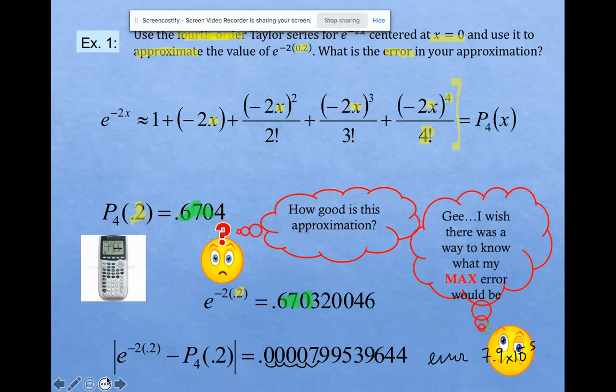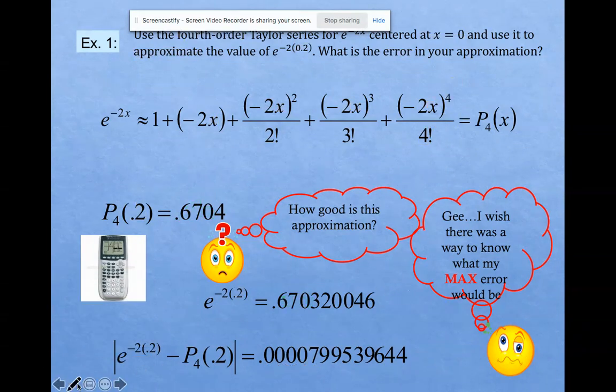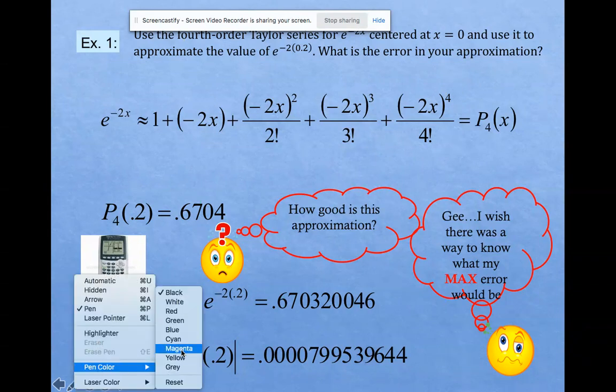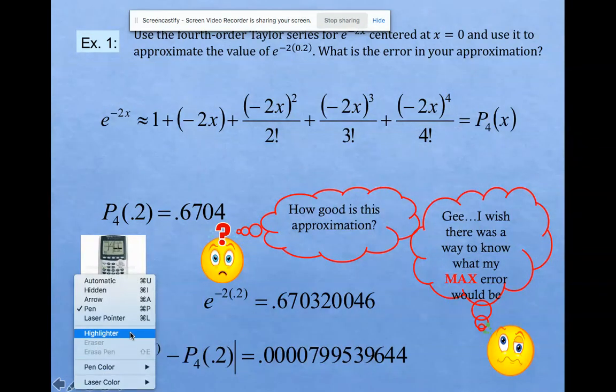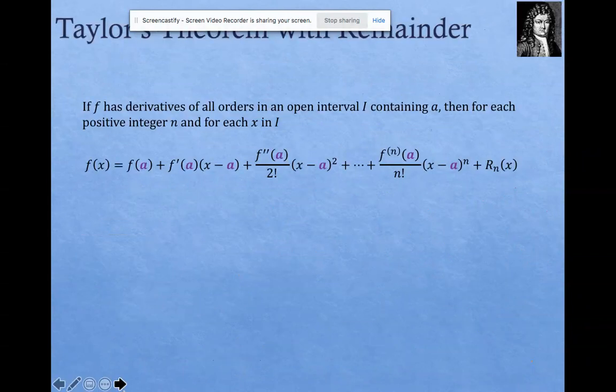Now, instead of actually calculating the error, what I would like to be able to do is find out, well, what's the worst case scenario? What's the maximum error in using p sub 4? I don't actually want to compute it, right? I want to say for, around my center, what's the worst case scenario? So here's where Taylor's theorem with remainder comes in.